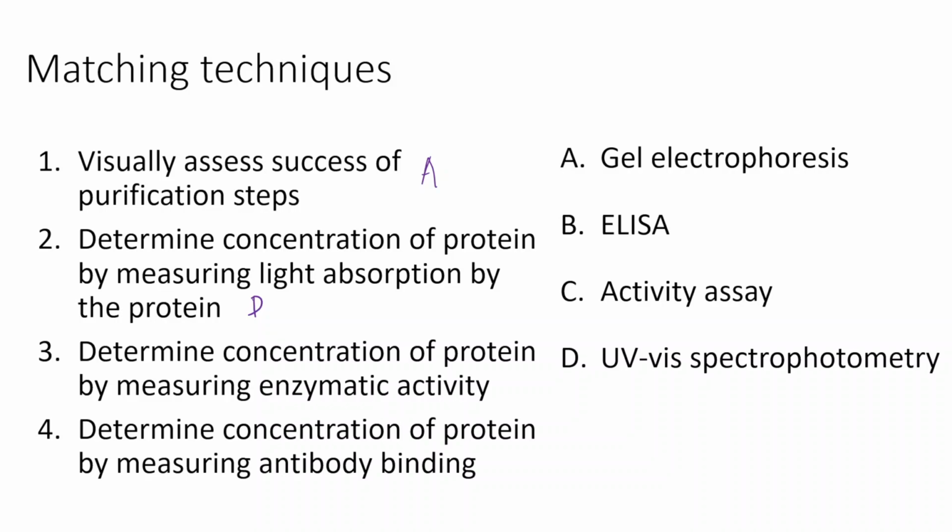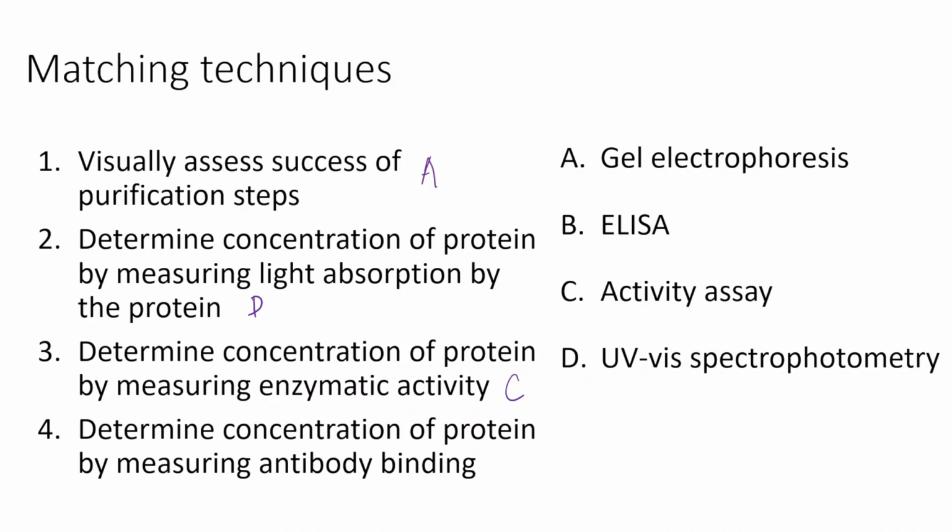So number 3, which one of these helps determine the concentration of a protein by measuring its enzymatic activity? C, yeah, an activity assay. So a lot of times when we're doing activity assays, when we're measuring the protein concentration, we'll use UV-Vis spectrophotometry to actually measure, for example, the depletion of a substrate as the enzyme uses up the substrate. So you could have sort of also said D here, but what you're doing is an activity assay, and within the activity assay, you happen to often also be using UV-Vis.